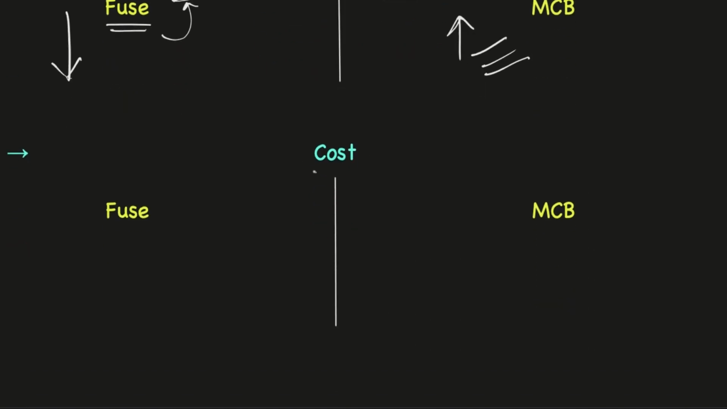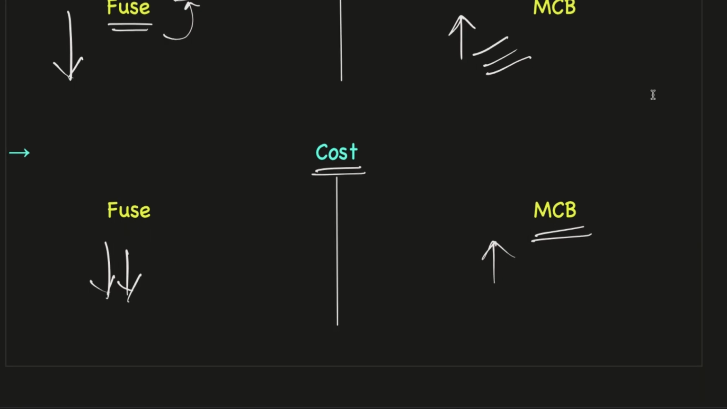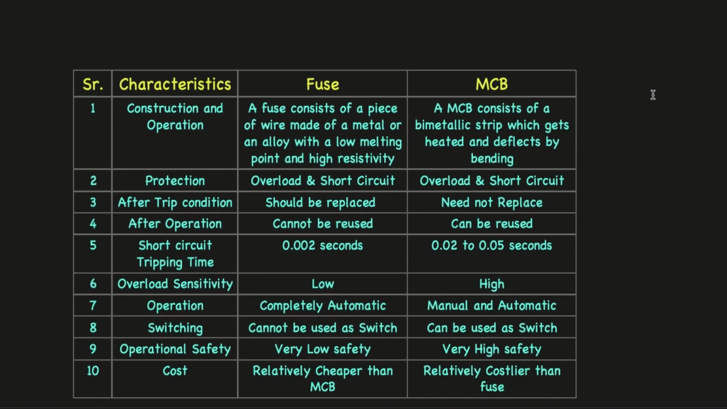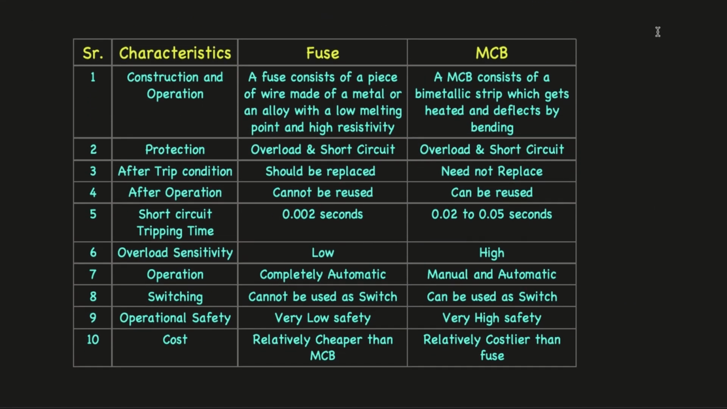The last point is cost. A fuse is much cheaper compared to an MCB, whereas the life of an MCB is much higher compared to a fuse. Now for a quick reference, I have kept all these points in a tabular form. So please pause the video and go through these points for your better understanding.